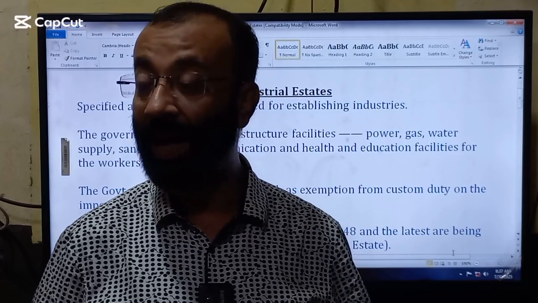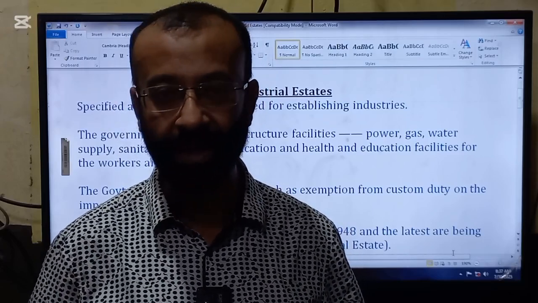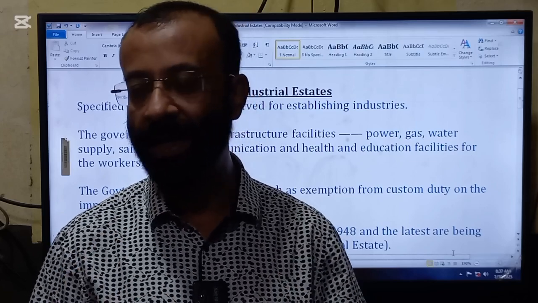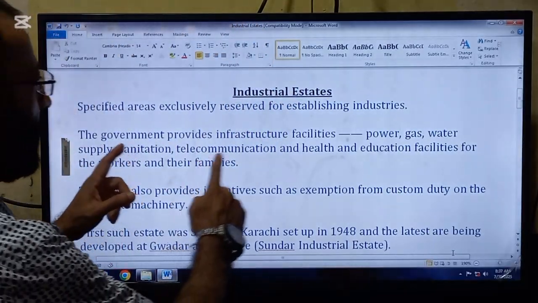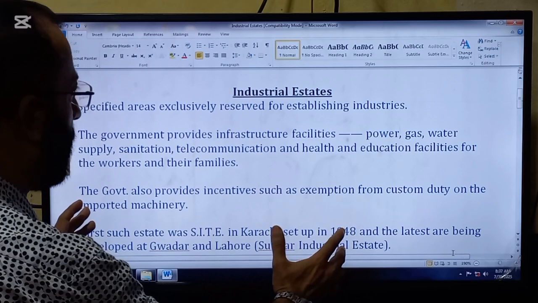Good morning, students. Our today's topic in the subject of Geography O levels is industrial estates in the topic of secondary industries. So concentrate yourself. Here we are going to start industrial estates. So here are some features of the industrial estates.